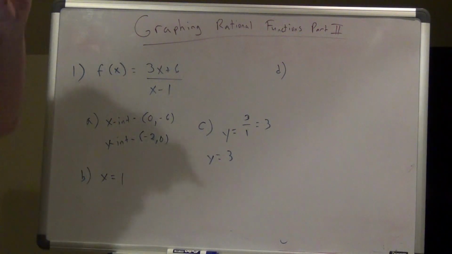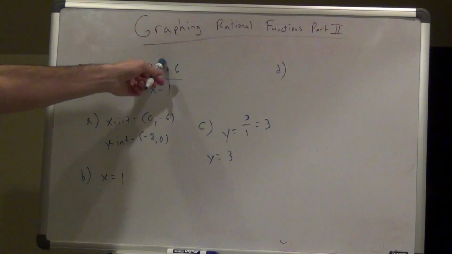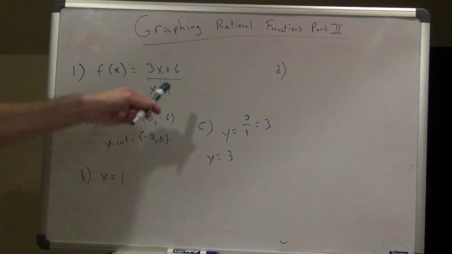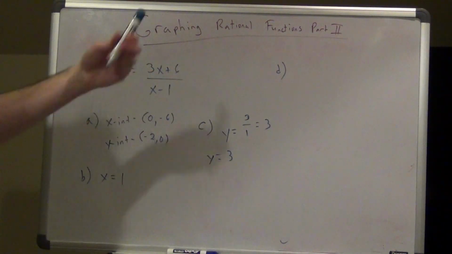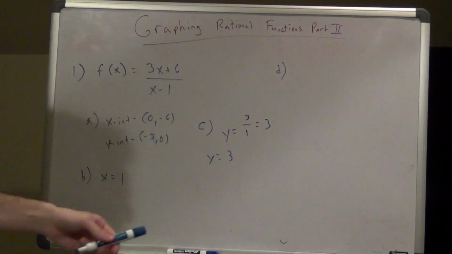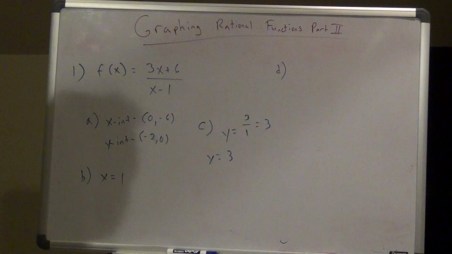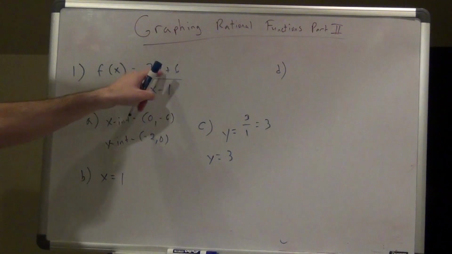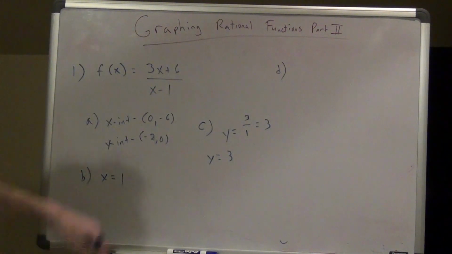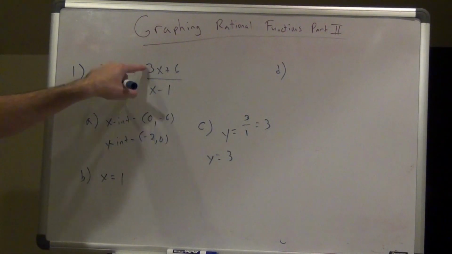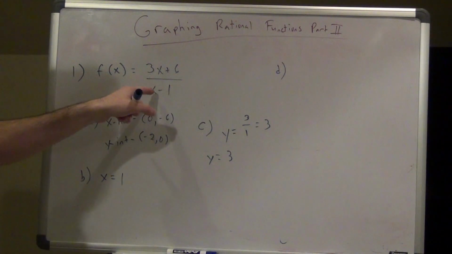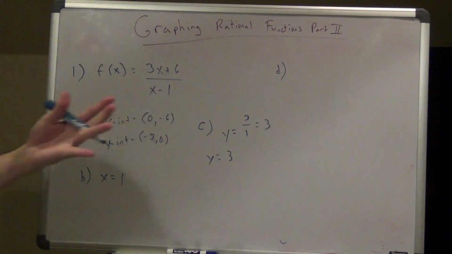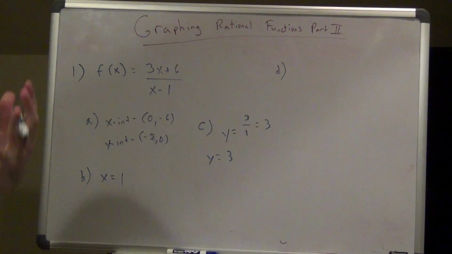So again, the rules. If N is less than M, for example N is 0 because there's no variable, or this is 1 and this is x squared, then the horizontal asymptote is the x-axis. So that's when the bottom is bigger than the top. If they're equal, you just divide the numbers in front of the highest powered variable. Then if N is greater than M, there is no horizontal asymptote. So you've got 3 ways to look at it.